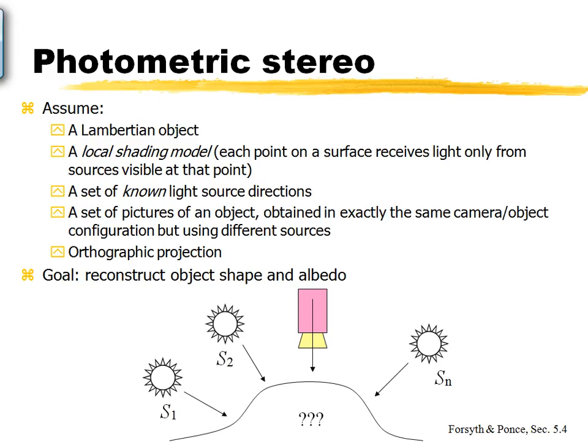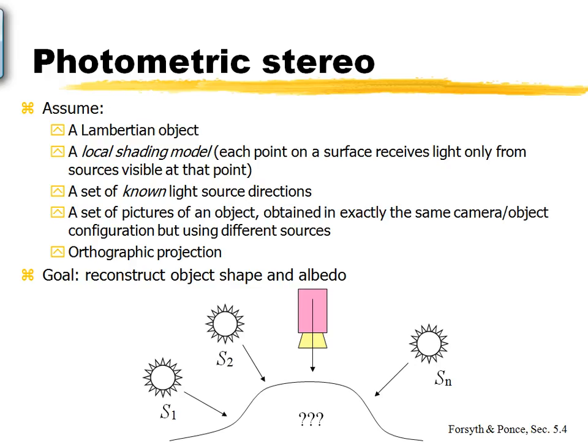And we also come up with a set of known light source directions. So I have to solve for an unknown light source direction. Let's just say we know it. Right? Wonderful. Now I can take multiple sets of pictures of that object while varying the source direction in some controlled manner.